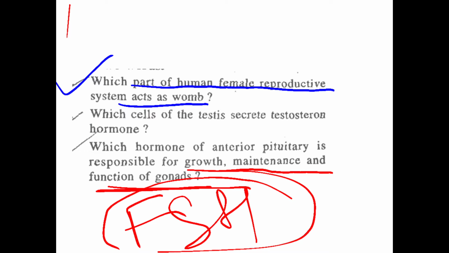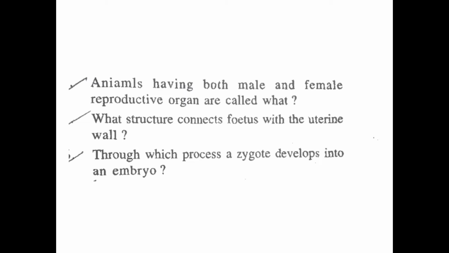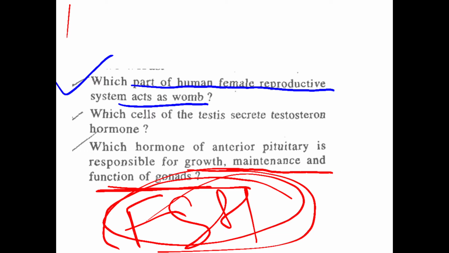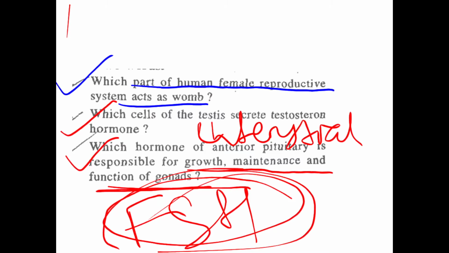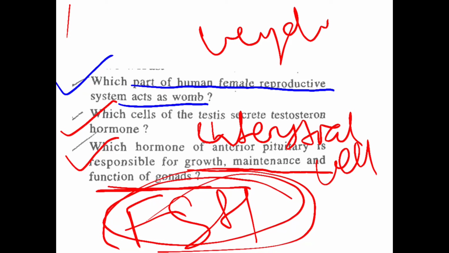Which hormone of anterior pituitary is responsible for growth? Next question is: the animal having both male and female organs. Can you answer all these questions? The answer to the testis question: which cell of testis secretes testosterone hormone? That is the interstitial cell or Leydig cell.